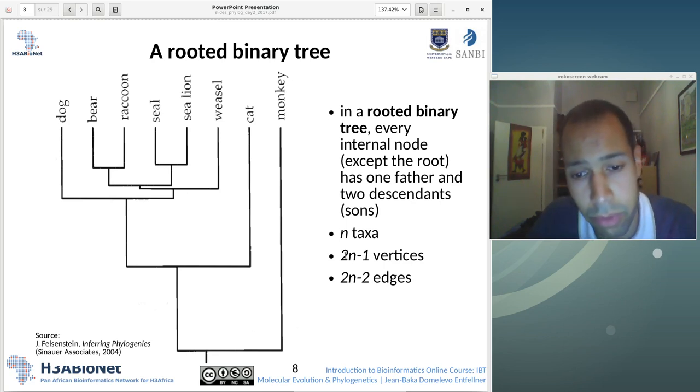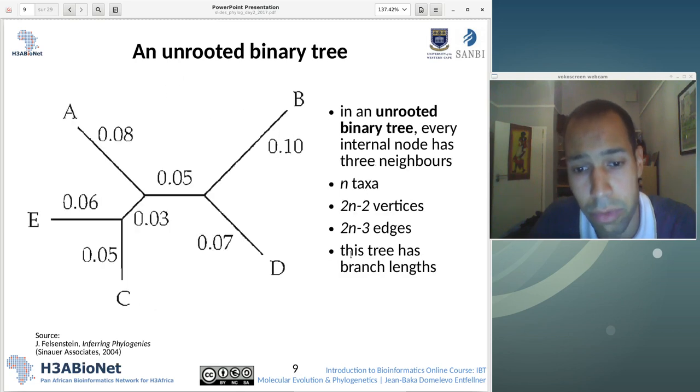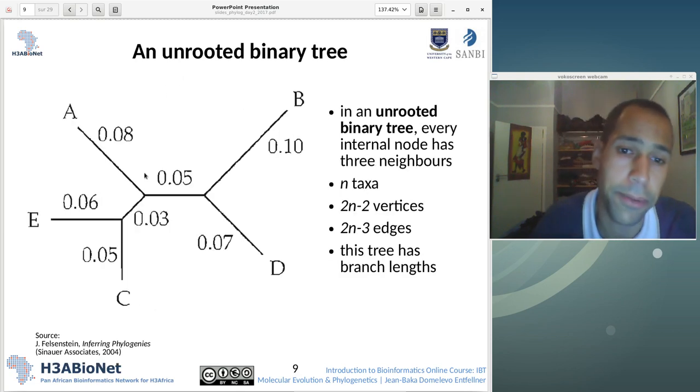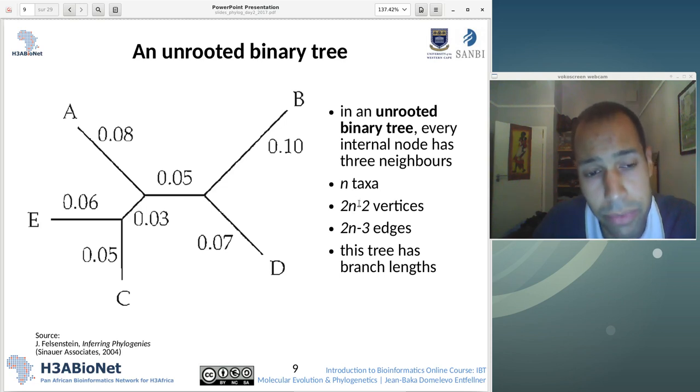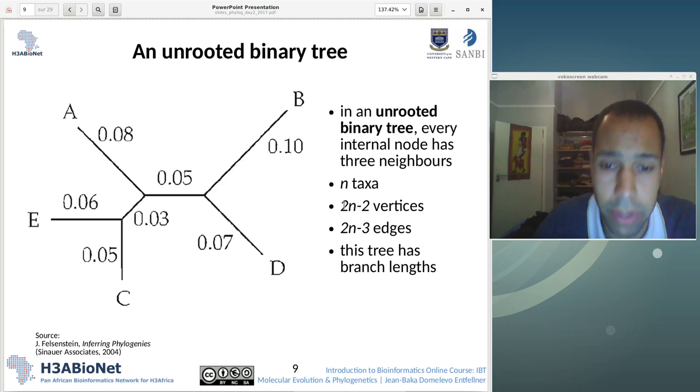So instead of having 2n minus 1 vertices and 2n minus 2 edges, in an unrooted binary tree, we'll have 2n minus 2 vertices and 2n minus 3 edges. That's what we have here. Okay? You can count here with this example 1, 2, 3, 4, 5 taxa, so 5 terminal nodes, and we add 1, 2, 3 internal nodes, so we have a total of 8 vertices or nodes, and 8 is indeed 2n minus 2 when n is equal to 5.